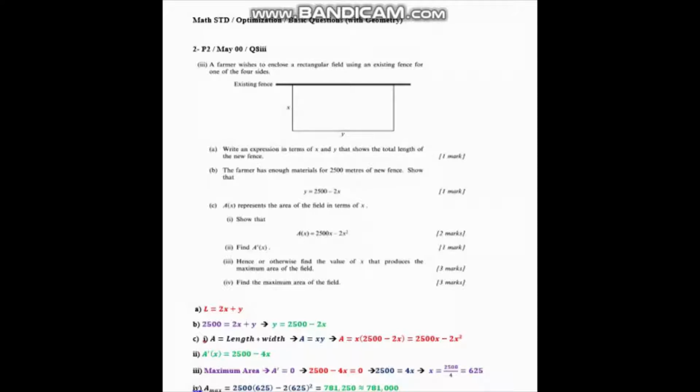Next, in C, we are told A of x represents the area of the field in terms of x. Show the expression for A of x. So the area of the field is x multiplied by y because this is a rectangle, so area is length times width. Hence, instead of the y, I shall substitute the expression I've obtained in B. So it becomes x times 2,500 minus 2x.